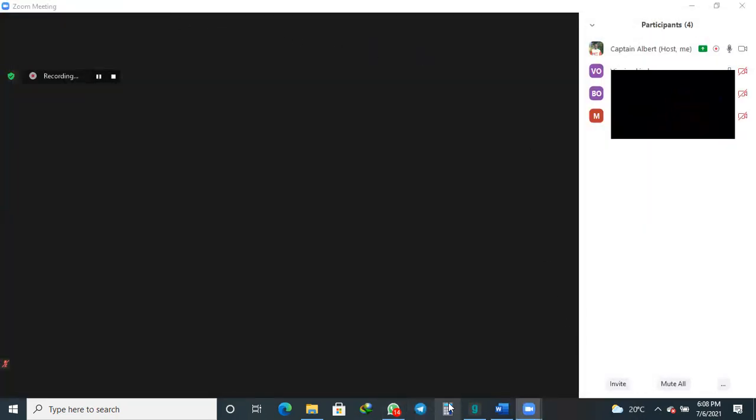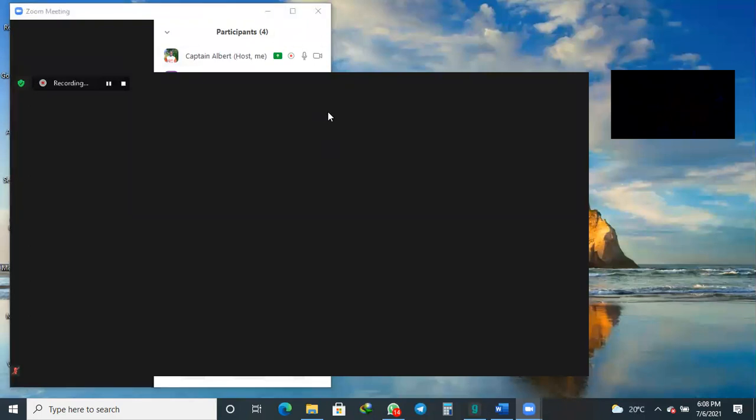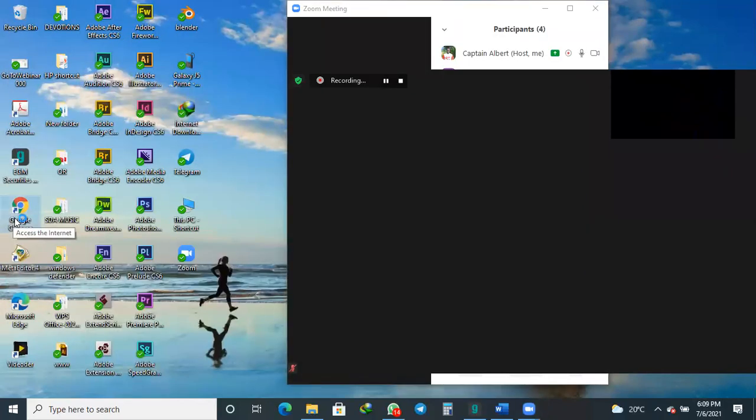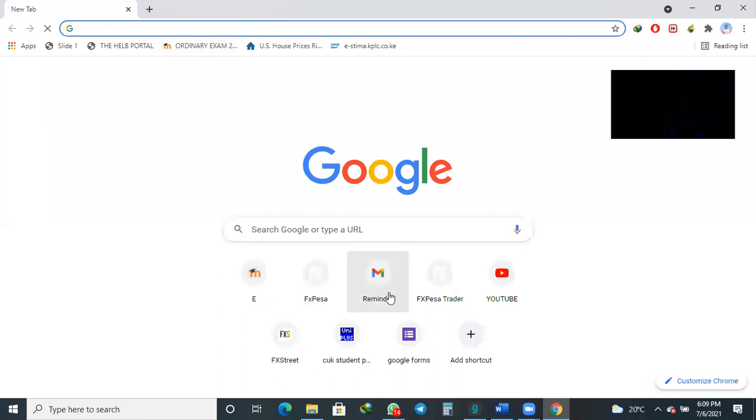So to log into your account, you are either using your phone, I'm trying to get the Google Chrome. So you can be using your mobile applications, FxPesa app. In this case, that's what I recommend for you to use. And in case you haven't registered for even a demo account, just reach out. I can help you with the procedure to register for a demo account and a live account, of course.